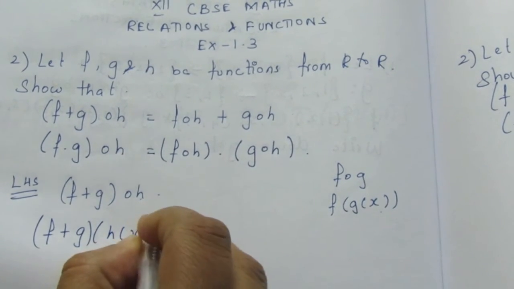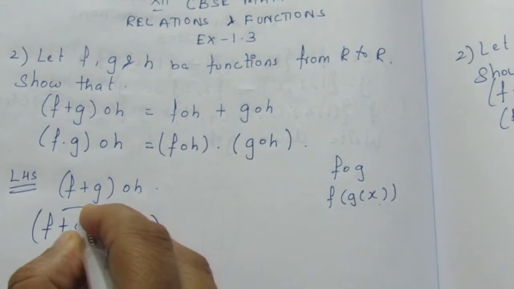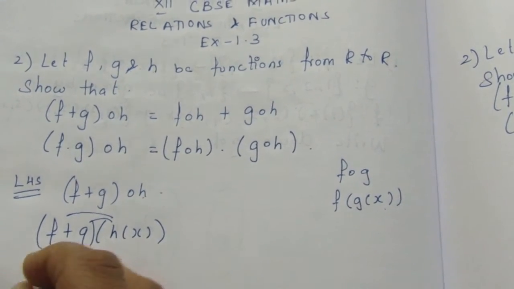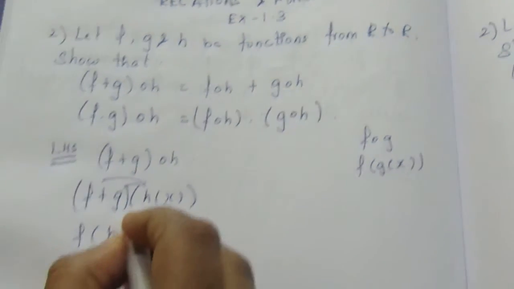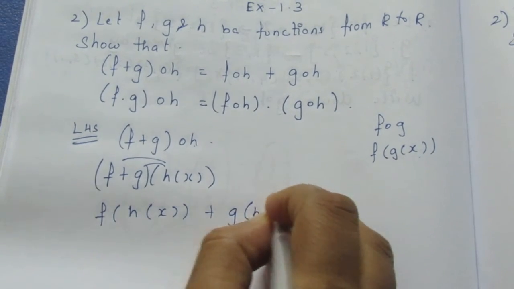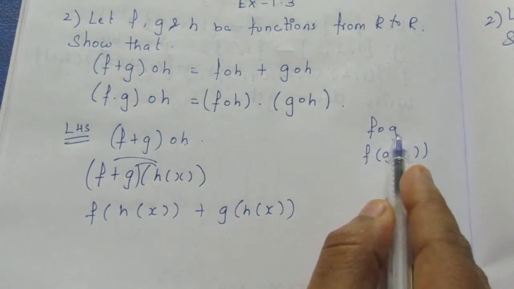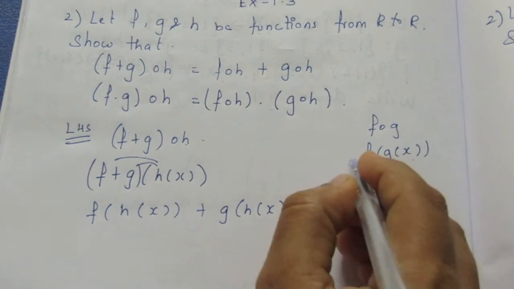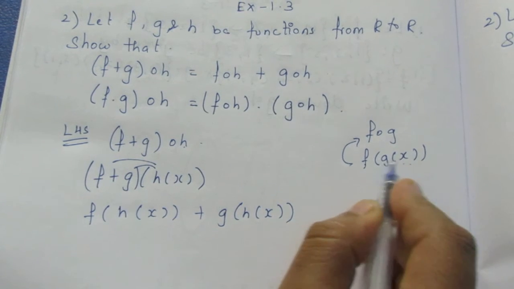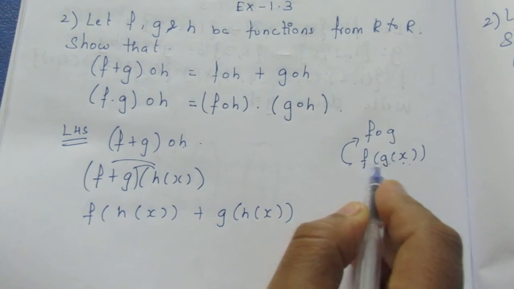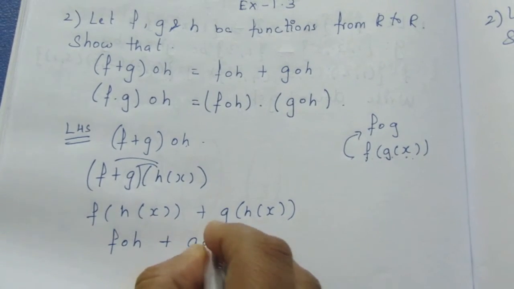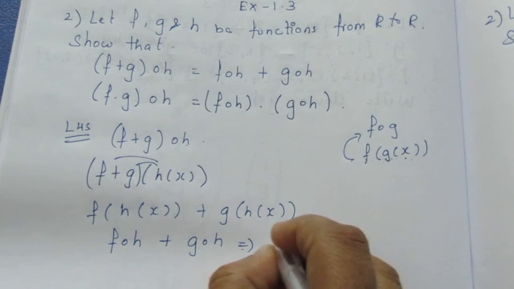Now, by the binomial multiply, we know that we can multiply this inside. It's a monomial multiply. If we multiply it, it becomes f of h of x plus g of h of x. As I told before, if we have this, we can write it as f composite g. Instead of f of g of x, we can also write f composite g. So this can be written as f composite h plus g composite h. This is equal to our RHS.